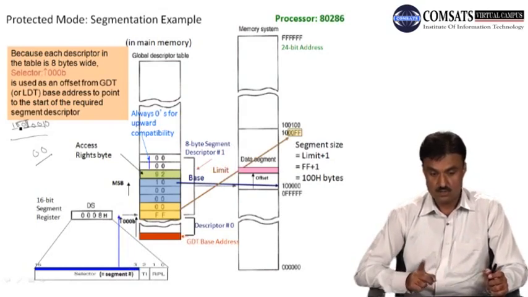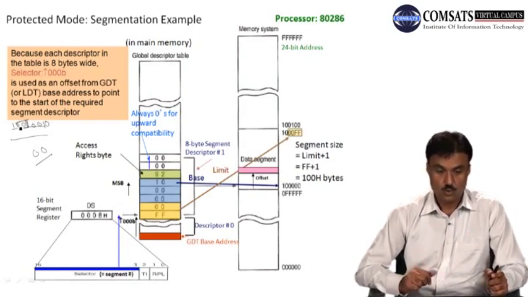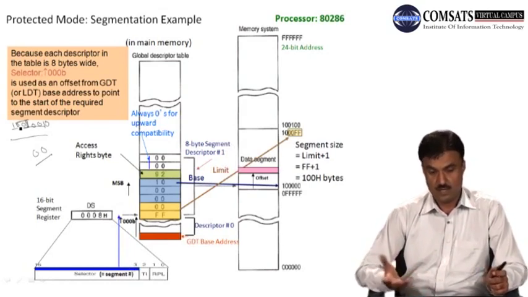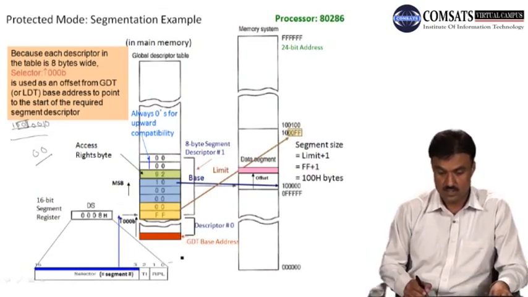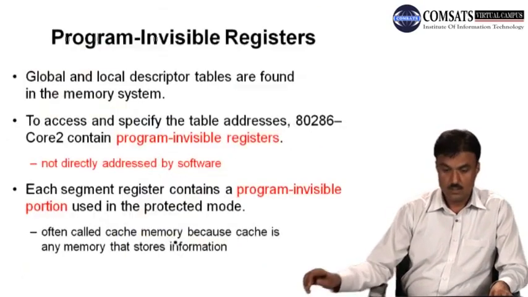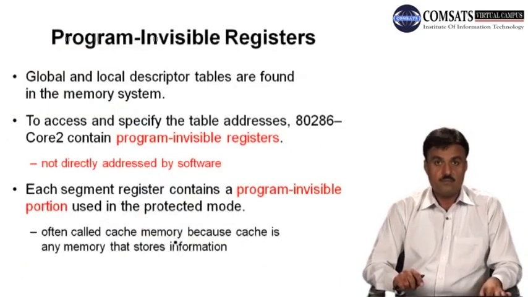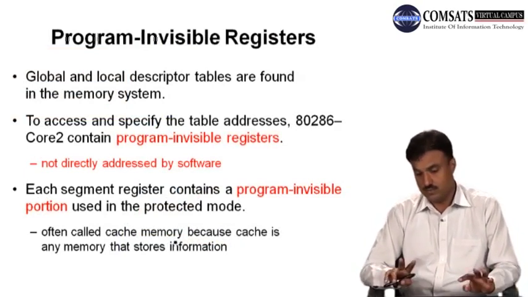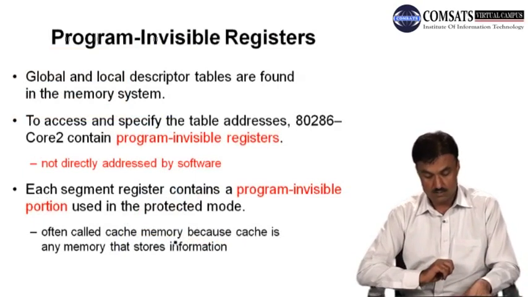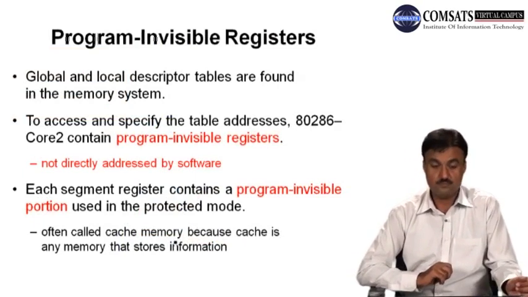this address like 000 for the global descriptor table or the local descriptor table. So base address to point the start of this required. So this is the base address for the descriptor table and so on. So that was the way we can use this segment register. There is selector, there is table selection, there are two bits for the request privilege levels and so on.